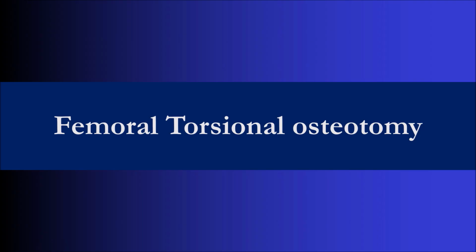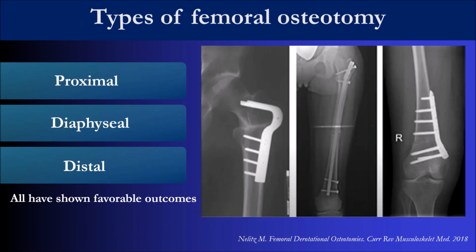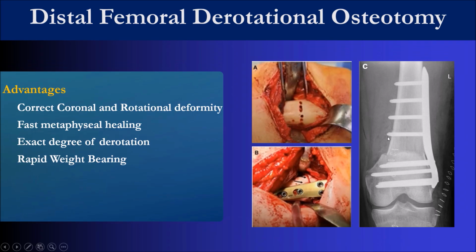For the femoral osteotomy, if you have too much anteversion, more than 25 to 30 degrees, you need to correct it to 10 to 15 degrees. This is normal. And we prefer to do the distal. You can do proximal, middle, or distal. But distal is easier because you can correct the axis. You can do the valgus osteotomy at the same time.